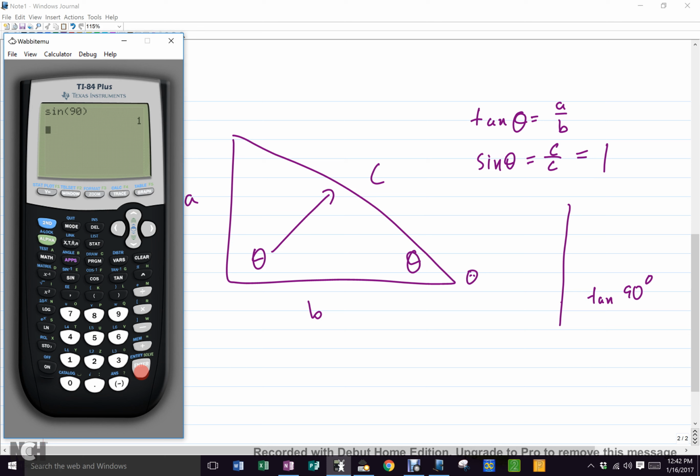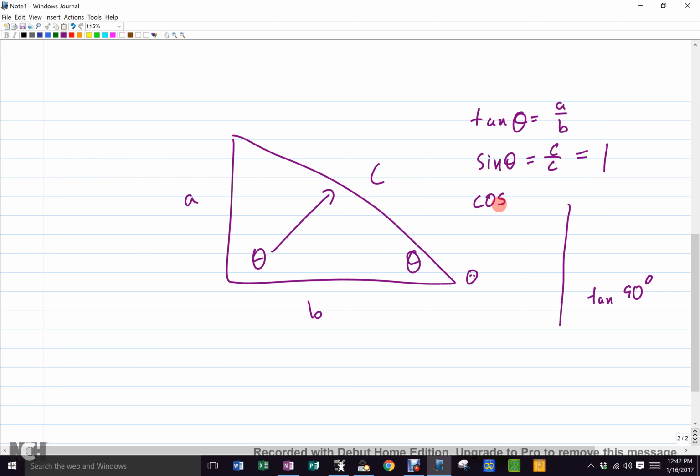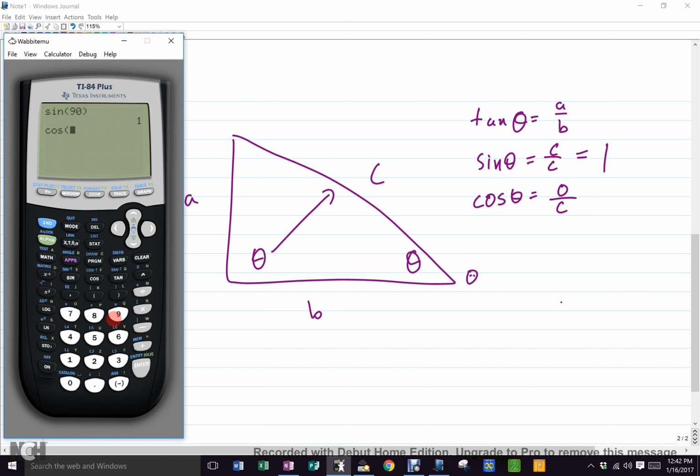What's cos of 90? Do you think? Cos of theta when theta's there. But there's no adjacent. So what do you think it is? There's no adjacent. What number shows nothing? 0 over what? What's cos? C. 0 divided by C. What's 0 divided by everything? 0. So go to your calculator. What's cos 90?